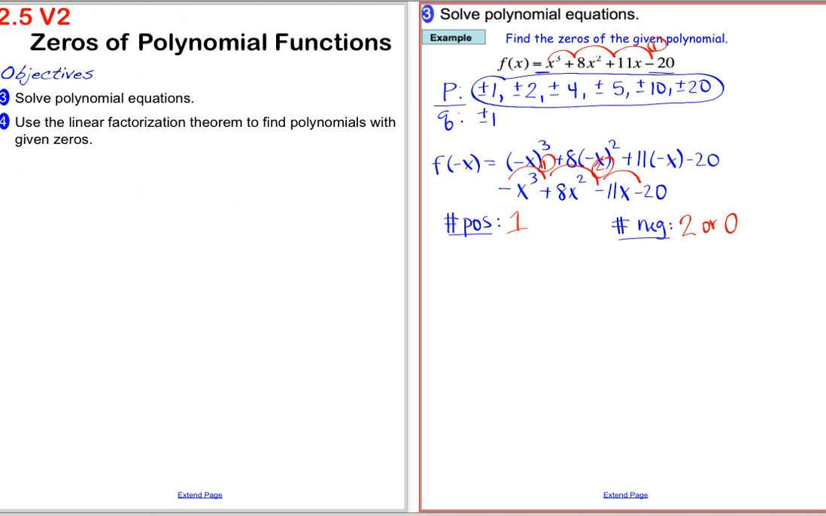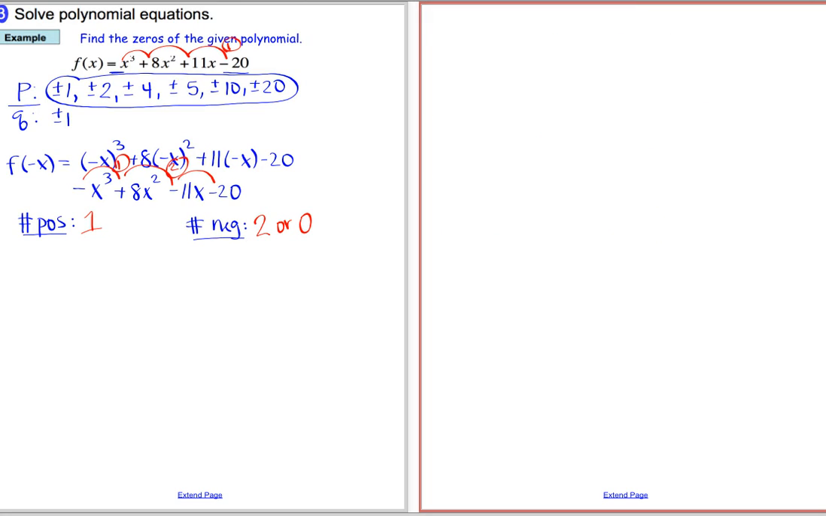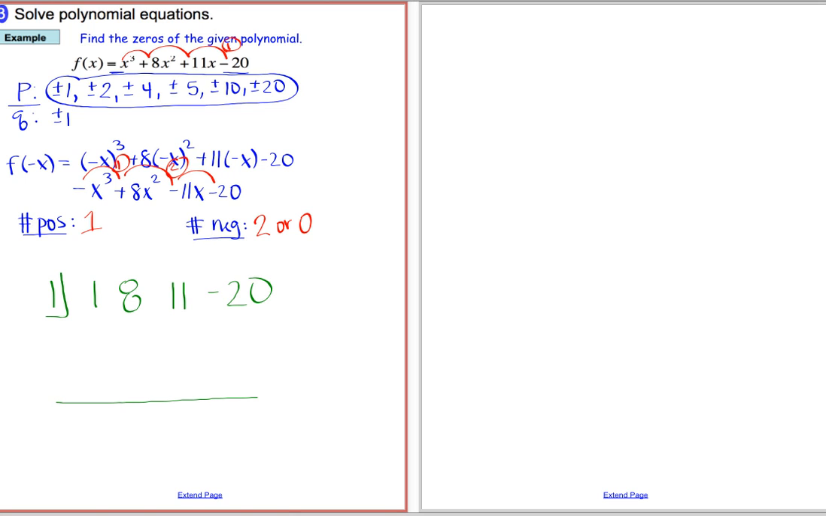So let's go back for a second. There we go. So we'll just pick one to try. I'm just going to start with positive 1. The reason I'm going to start with the positives is because I know for sure that one positive will work. So we'll start with positive 1 and we'll do synthetic division. Remember, the goal here is to get a remainder of 0 because that means that that answer is in fact a root or a 0.